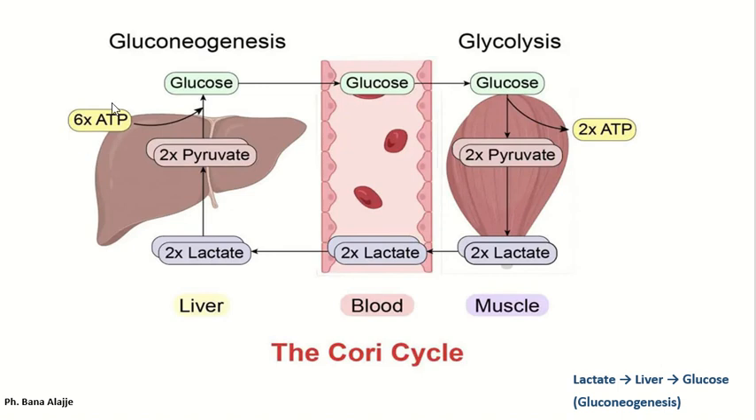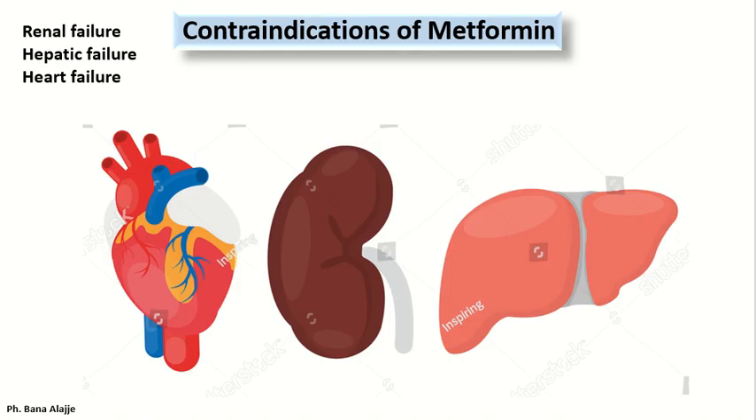It inhibits hepatic gluconeogenesis, meaning it prevents the liver from producing glucose. As a result, lactate may accumulate in the body, which explains the risk of lactic acidosis, especially in patients with impaired kidney function. So this mechanism explains one of the most important side effects of metformin, which is lactic acidosis. Metformin is contraindicated in patients with renal failure, liver disease, and heart failure due to increased risk of lactic acidosis.